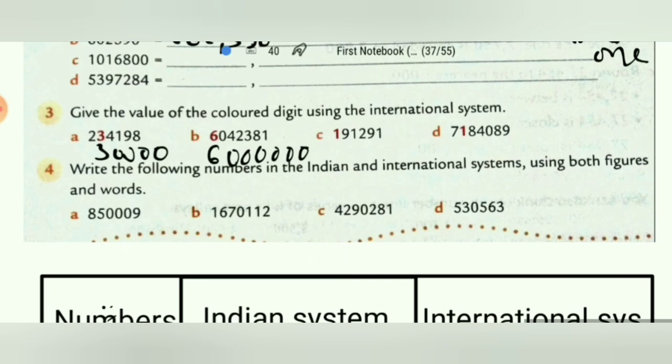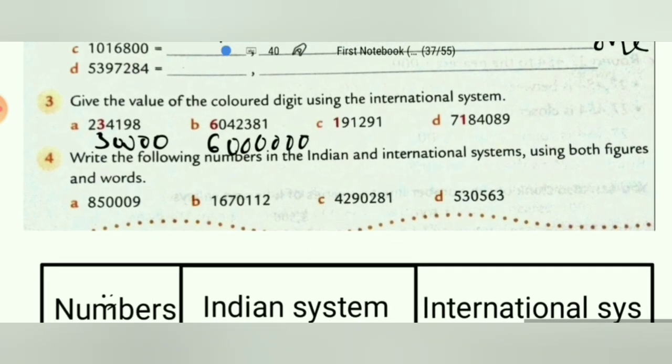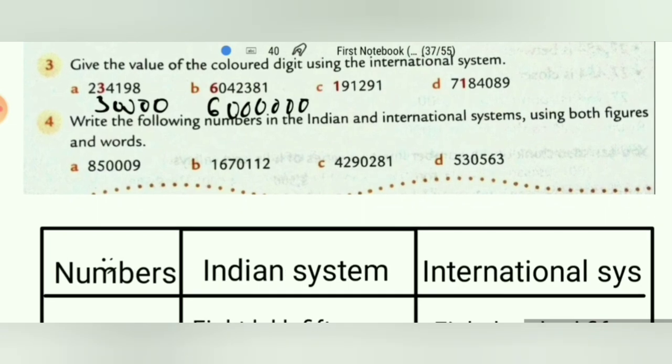Next, give the value of the colored digit using the international system. See, we have to find the colored digit. What is the place value? See, the colored digit is 3. It means we have to find the place value of 3. Ones, tens, 100, 1000, 10,000. So we will write that the place value of 3 is 30,000. Next, ones, tens, hundreds, thousands, 10,000, 100,000, then million. So the place value of the colored digit, that is 6, is 6 million. Rest do it yourself.